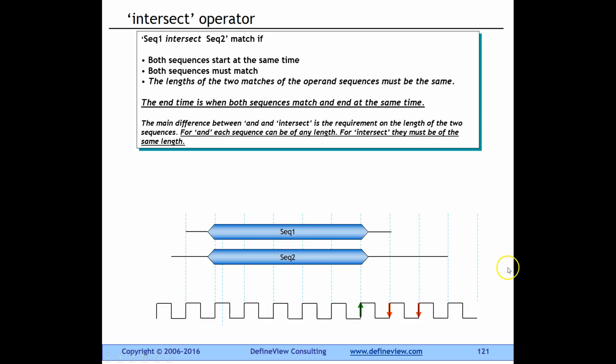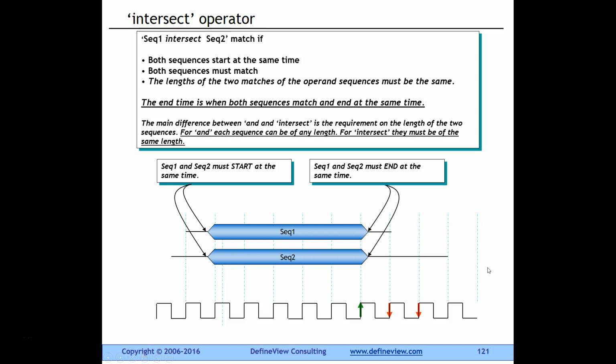So in other words, you can also say that the intersect operator requires that both the sequences end at the same time. So here they start at the same time and they must end at the same time. In the AND operator, that was not the requirement. In intersect, just as the name implies, they must intersect.